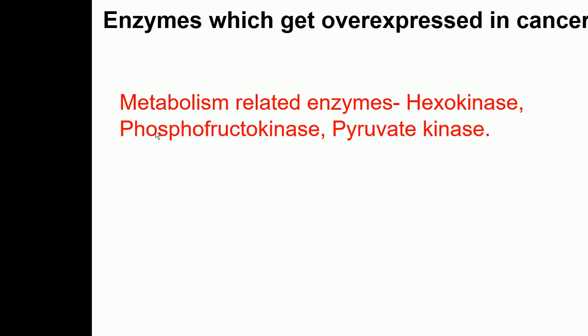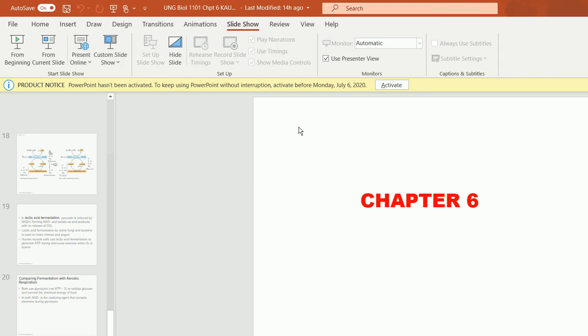There are many causes of cancer. It's a multifactorial disease. But with this chapter, we can relate that there is the overexpression of some of the enzymes which are involved in metabolism, and these three enzymes are involved in glycolysis. These enzymes get overexpressed, and they make the cells grow in an abnormal way. So that's all from this chapter.